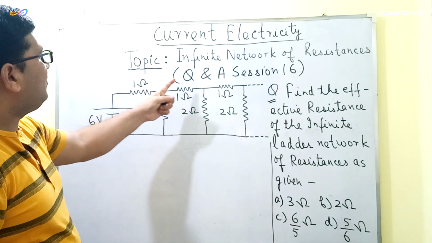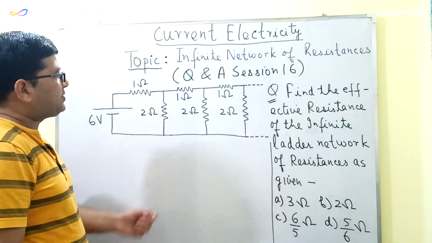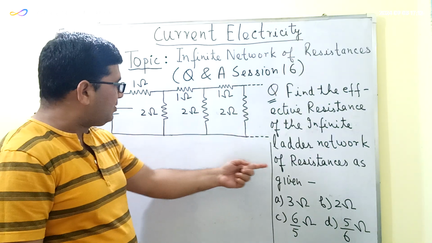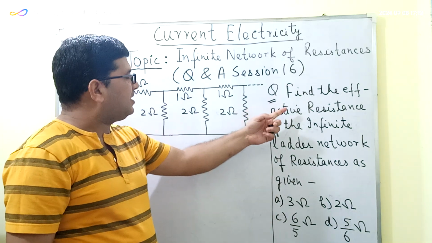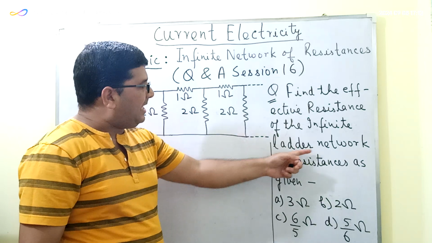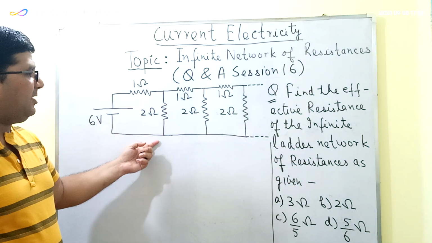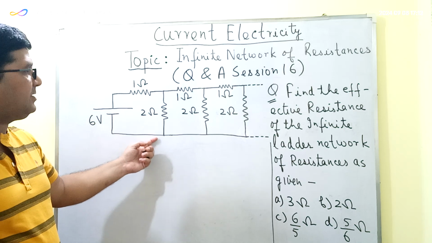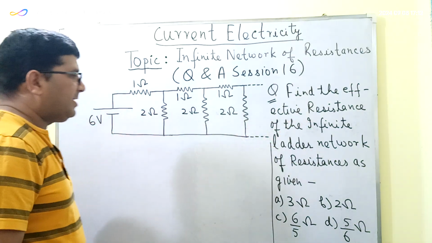The topic is the infinite network of resistances, and the question for this session is written here on this board. This figure was provided along with this question, and the question is: find the effective resistance of the infinite ladder network of resistances as given. So this is the infinite ladder network of resistances, and we have to find the effective resistance of this infinite network.